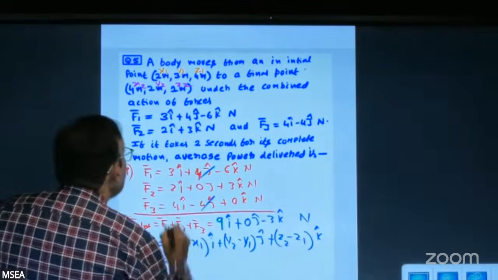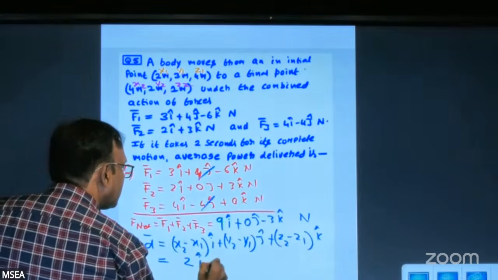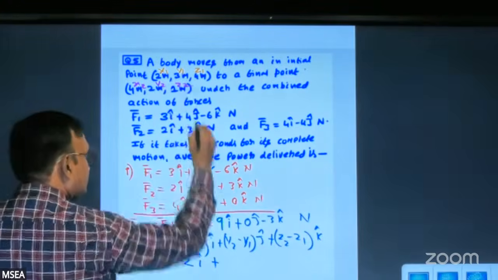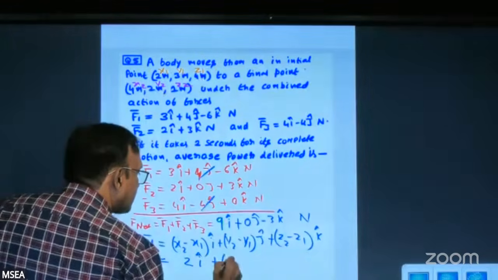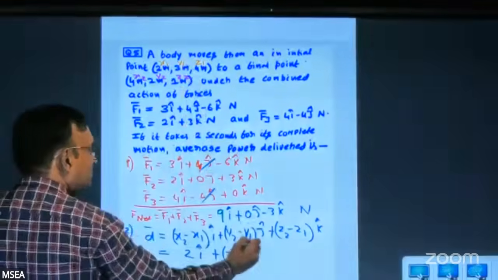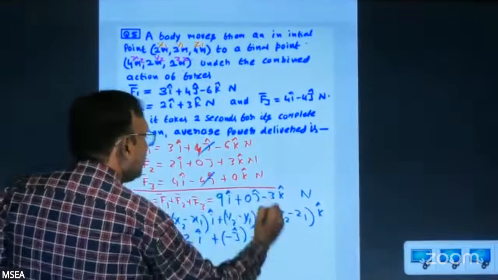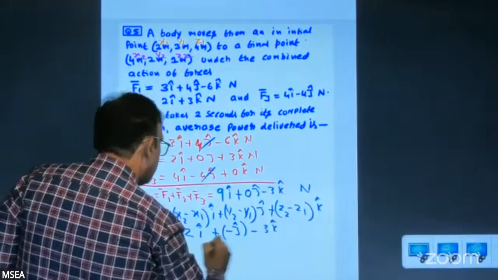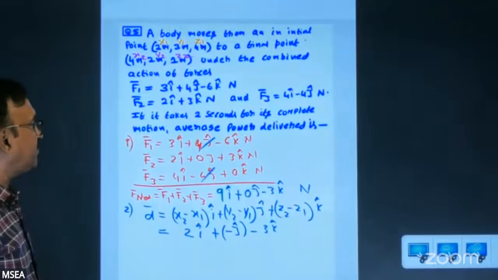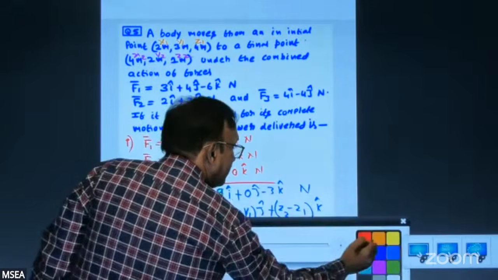So here comes x2 minus x1, 4 minus 2. That means 2i plus y2 minus y1, 2 minus 3. So this comes out to be minus j there. Yeah, 2 minus 3, minus 1, minus j. Z2 minus z1, similarly, it comes out to be minus 3k. So if you happen to see there, displacement comes out to be 2i minus j minus 3k. Okay. What is our next step there?